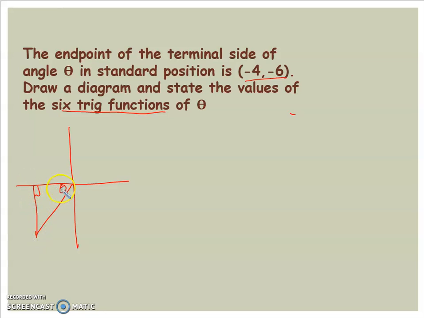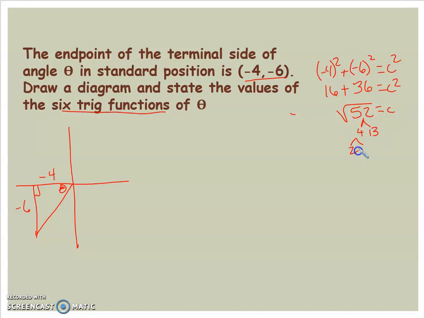Notice I am drawing it to the x-axis. We moved -4 on the x and -6 on the y. We would use the Pythagorean theorem to find that third side, the hypotenuse. So we get 16 plus 36, and we're going to take the square root of 52. Okay, so 52 will simplify to 2 square root of 13.